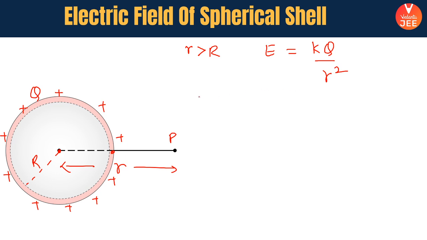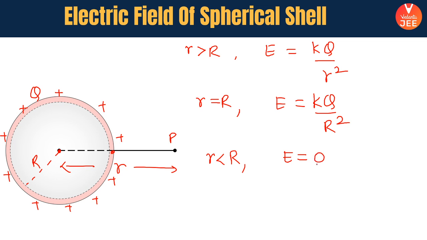Now the next case, if r is equal to capital R, is again simple: small r becomes capital R, so the electric field is kQ by R square. And the third case, r less than R: the point has now come inside the spherical body where actually no charge exists. So here the electric field value is 0. Please remember these values, guys. These are very important results, more than any derivation we will be doing.